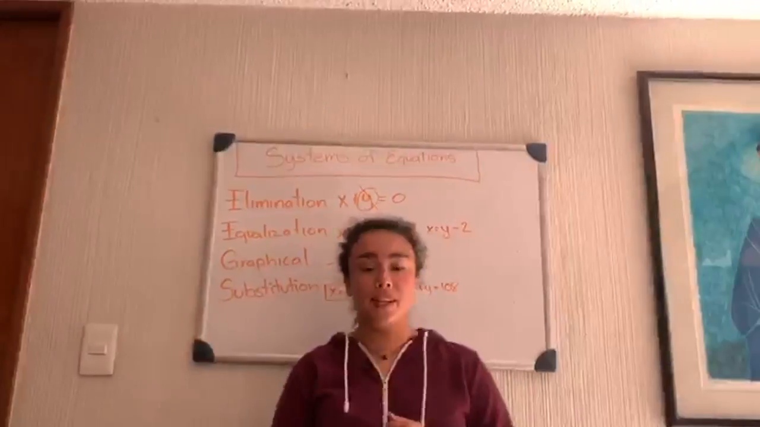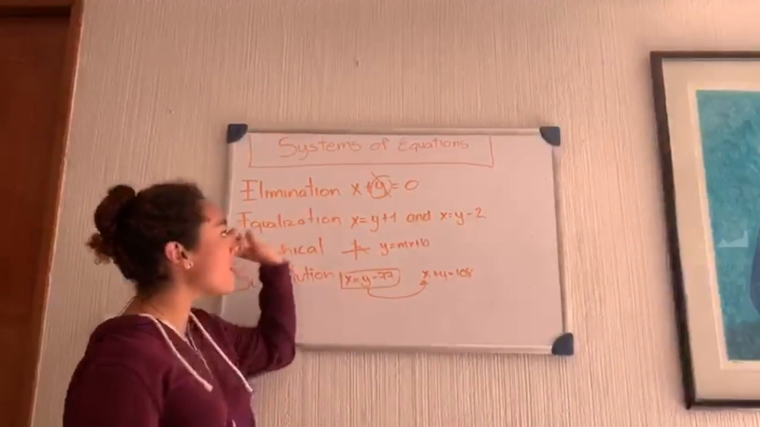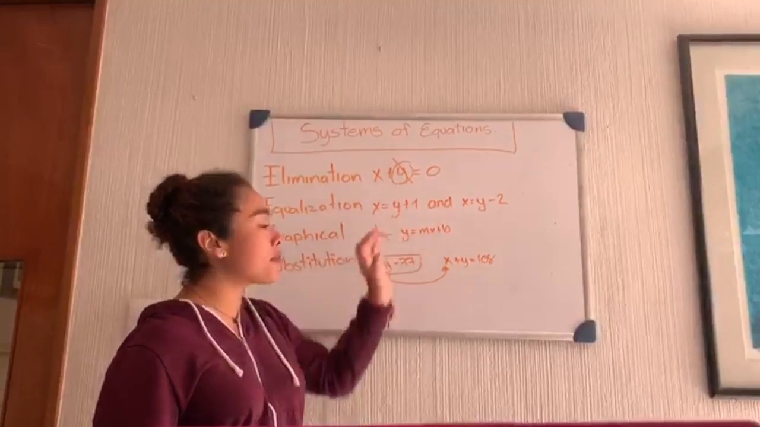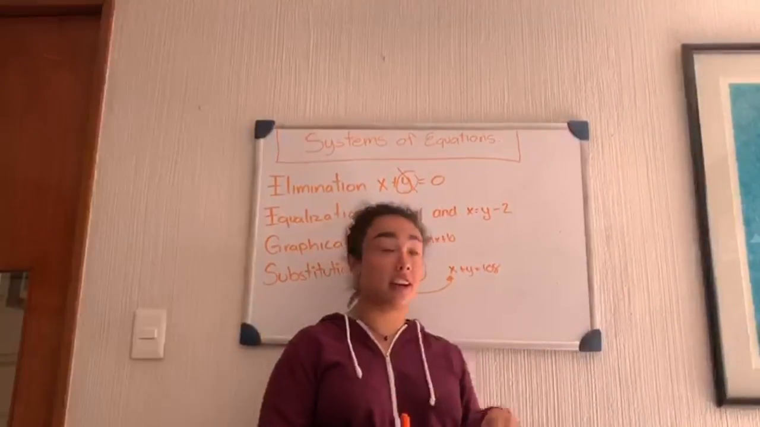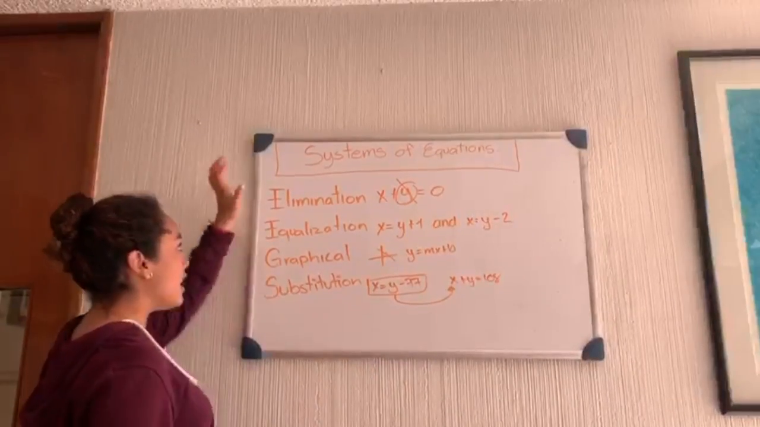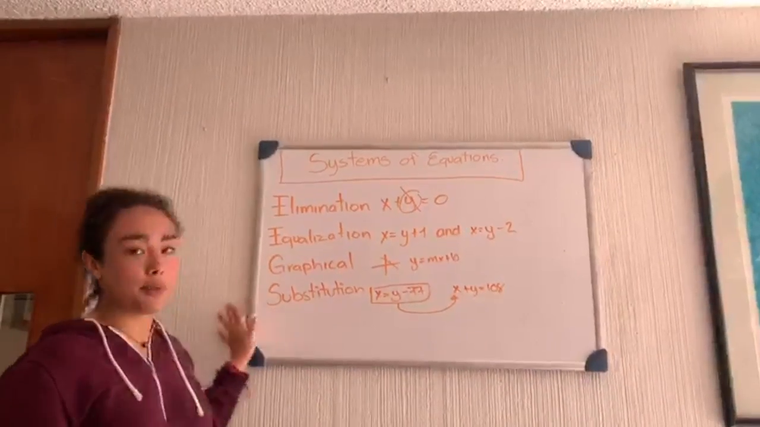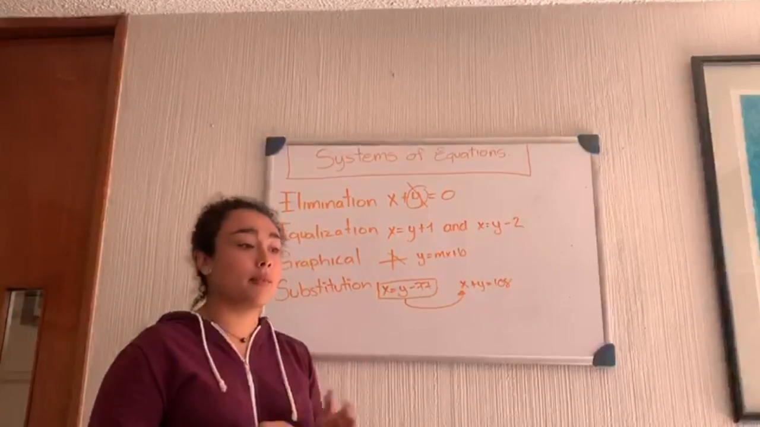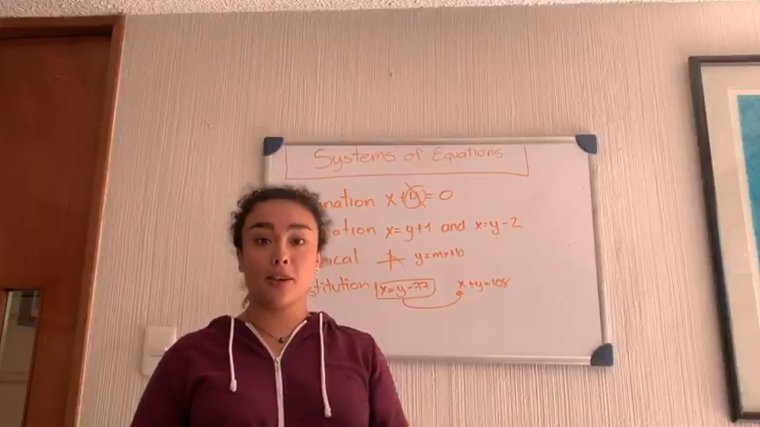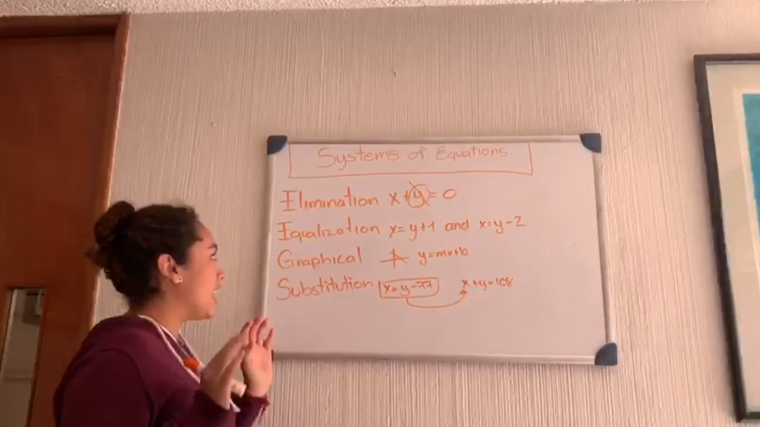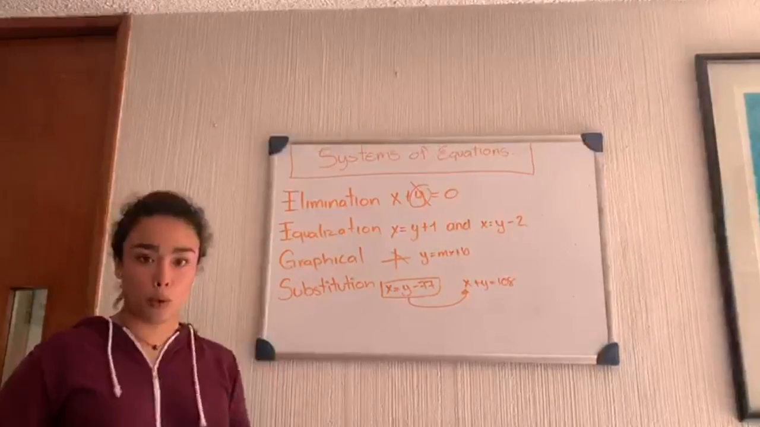What is a system of equations? A system of equations is a group of equations with the same variables, and the purpose of them is to find the value of each variable by these methods: elimination, equalization, graphical, and substitution. These methods are the more basic and easier ones to find the value of each variable. Let's talk about more or less how each method works.